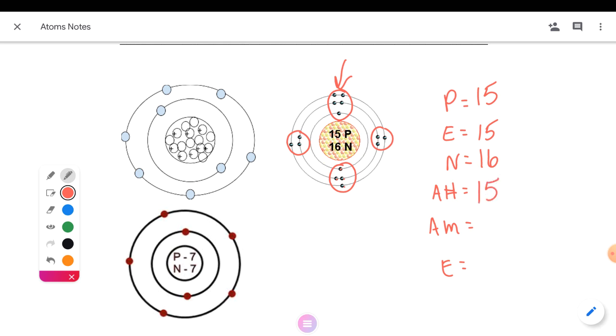How do we find the atomic mass? Lori? Adding the protons and neutrons. Adding the protons plus the neutrons. So we're going to write 15 plus 16 equals 31.